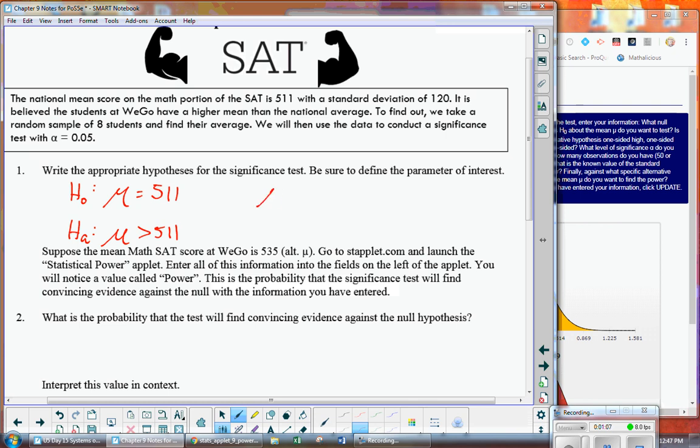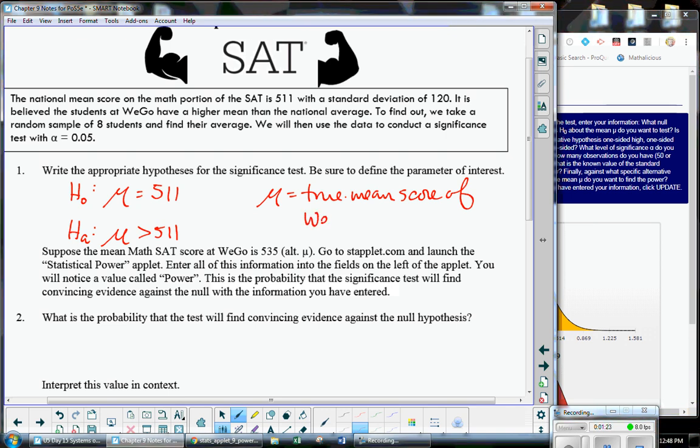And mu equals the true mean score of WeGo SAT math tests. It's not as clean as I could write it, but it works.